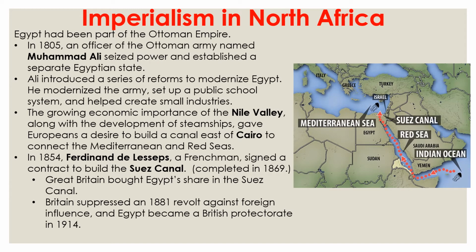Ultimately, Great Britain suppressed an 1881 revolt against foreign influence in Egypt, and all of Egypt ultimately becomes a British protectorate in 1914. So Egypt will cease to exist as an independent state by 1914, and it will become a British colony. When the British take over Egypt, they now will control all of the Suez Canal by controlling Egypt.